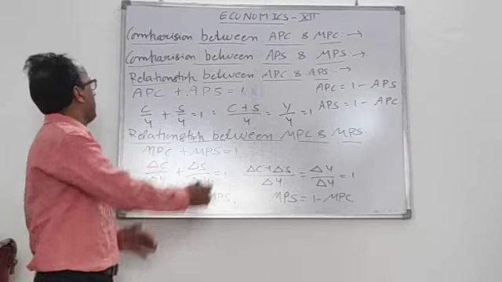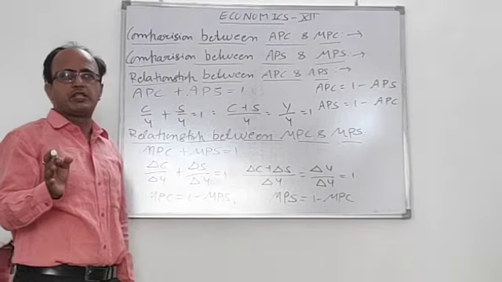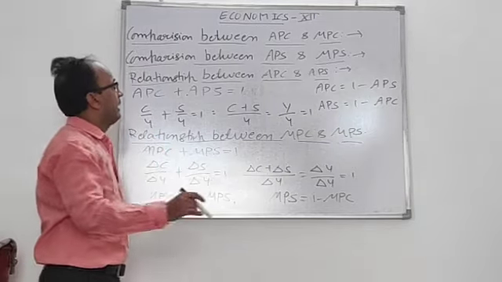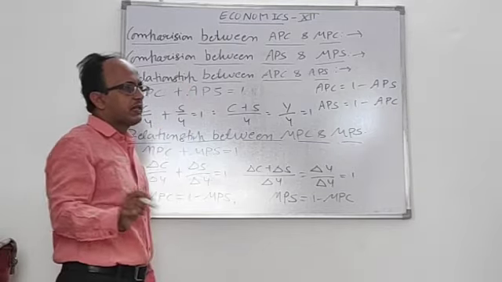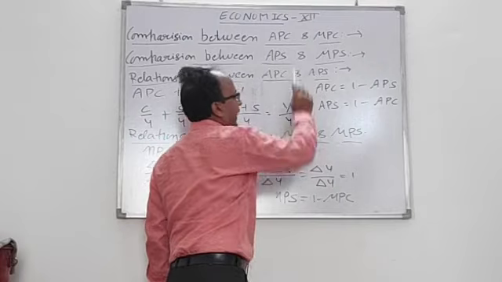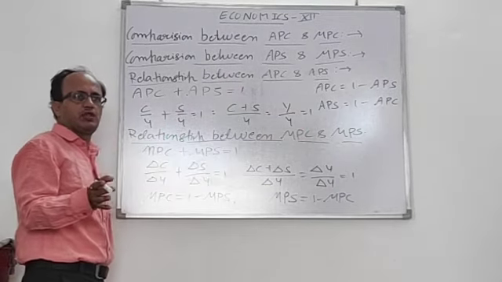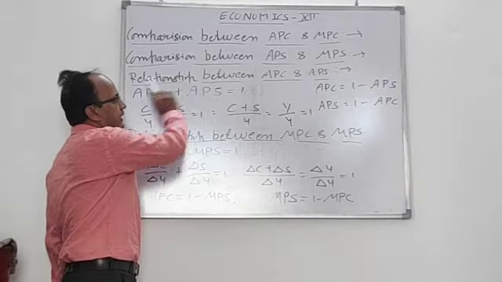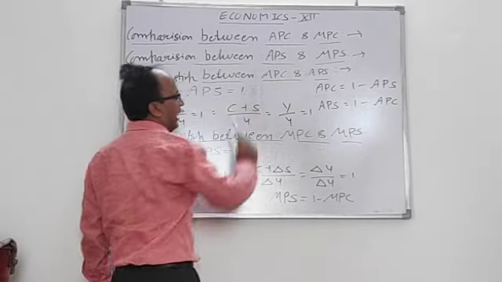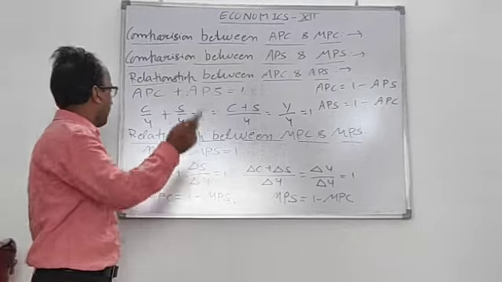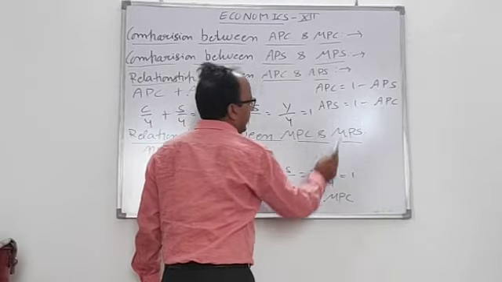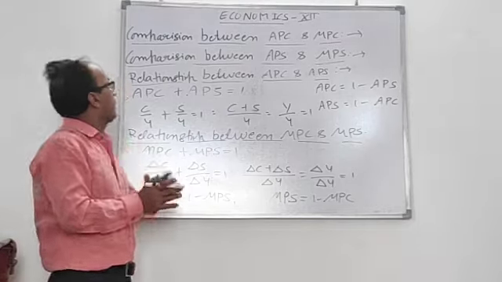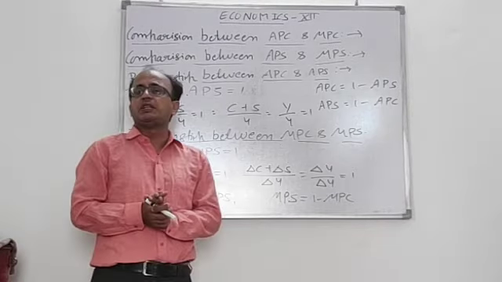Now we study the comparison between average propensity to consume and marginal propensity to consume. In a similar way, we also make a comparison between APS and MPS, average propensity to save and marginal propensity to save. And we also study what is the relation between APC and APS and what is the relation between MPC and MPS. All of these we study in today's class. First we start from the comparison between APC and MPC.